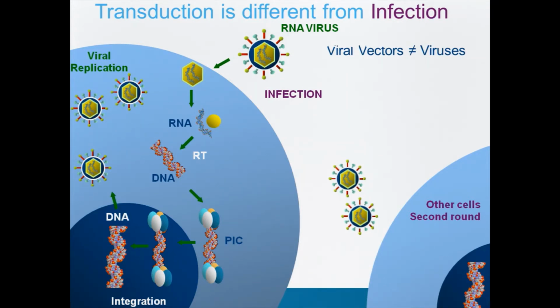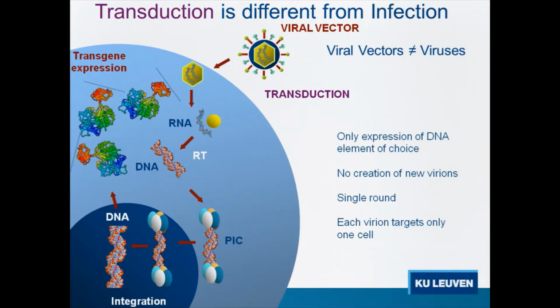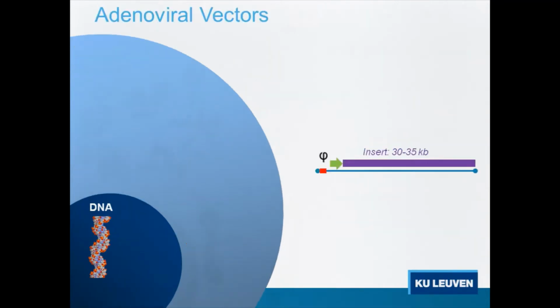You get second and third round effects. Now, the difference with a viral vector is that it's engineered so that it does not contain specific elements, and so that once the element is integrated, you do not get any formation of new virions anymore. You only get expression of the transgene that you have chosen to introduce into this viral vector. So there are no new virions being created. It's a single round phenomenon, and each virion that you have produced will target only one cell in your experiment, but of course one cell can be targeted by many different virions.